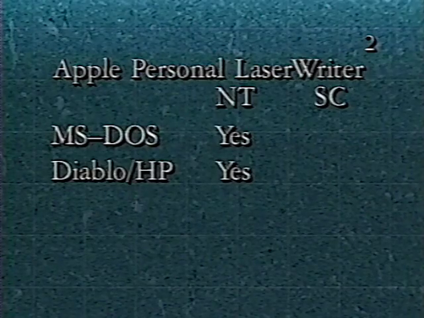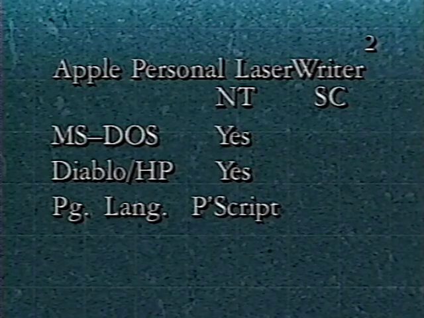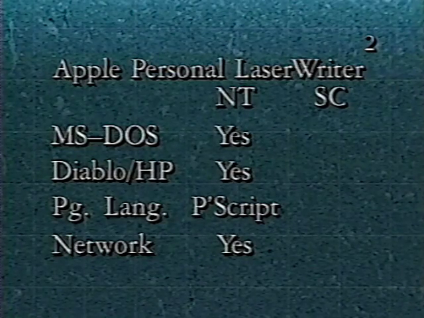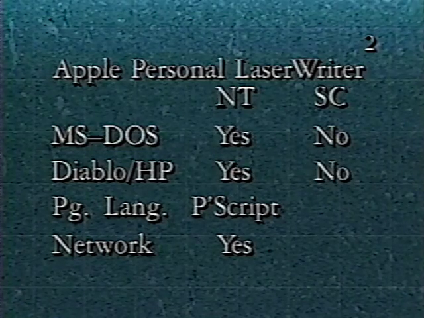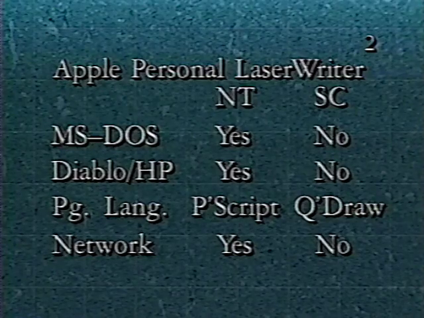The Personal LaserWriter NT will support an MS-DOS computer and emulates Diablo 630 and Hewlett-Packard LaserJet printers. It uses PostScript page description language and can also be networked. The Personal LaserWriter SC supports only Apple computers through the SCSI port. The SC will not support MS-DOS computers and will not emulate Diablo 630 or Hewlett-Packard LaserJet printers. It uses QuickDraw page description language. The SC cannot be networked.